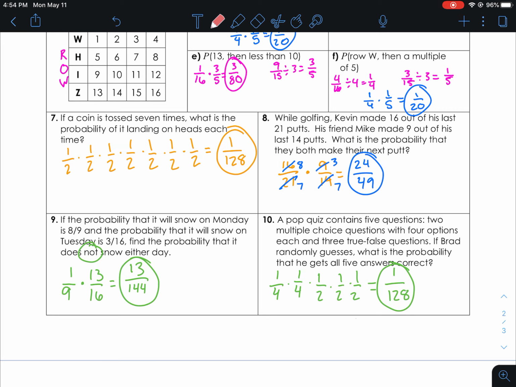All right, remember, if you are still not understanding how this is happening, please let me know. Tomorrow you're going to have more practice with independent and dependent events, and then we will continue learning probability.